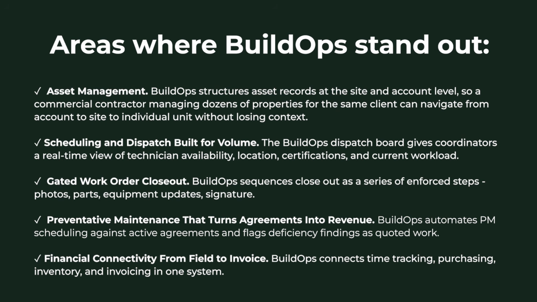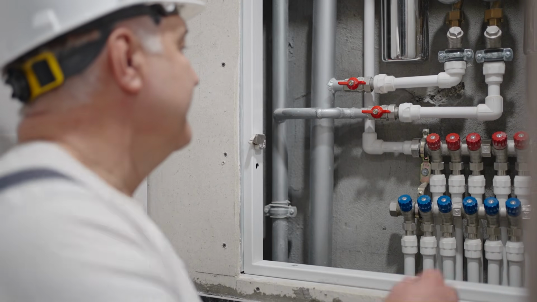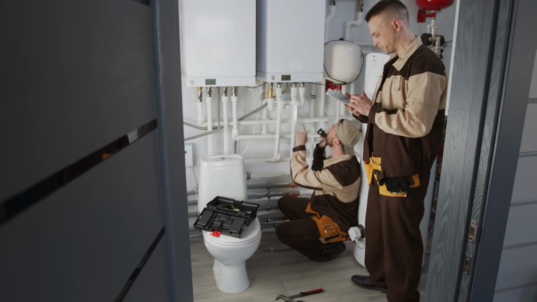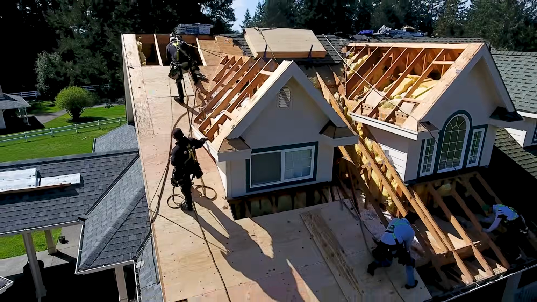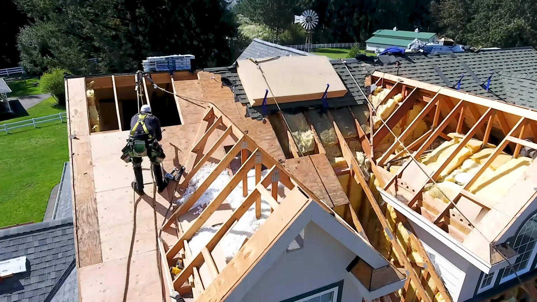Financial connectivity from field to invoice. BuildOps connects time tracking, purchasing, inventory, and invoicing in one system, with integrations to QuickBooks, Sage Intacct, Vista, and Spectrum. Omnia Mechanical Group reduced their accounts receivable cycle from 120 days to 30 after implementing BuildOps. Ravine Group attributed a meaningful reduction in billing lag to the Sage Intacct integration.